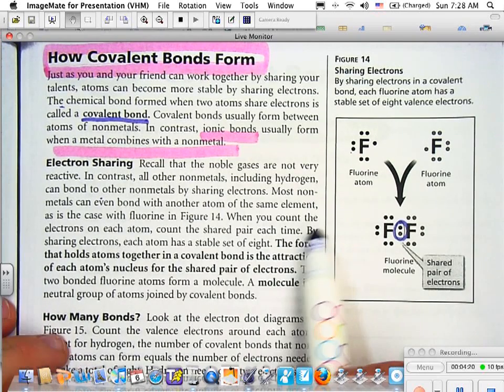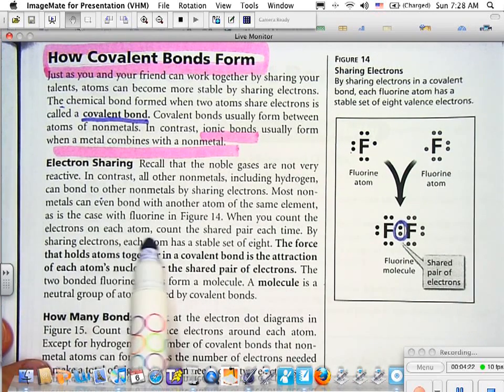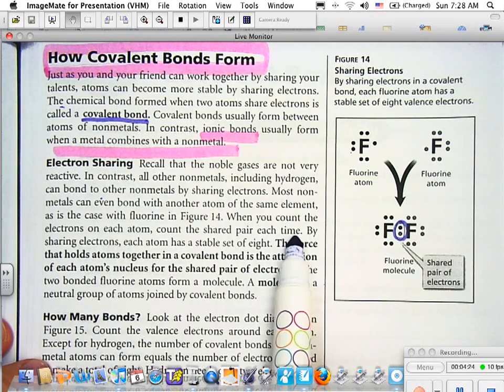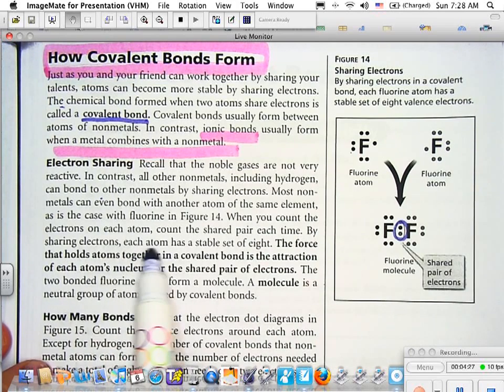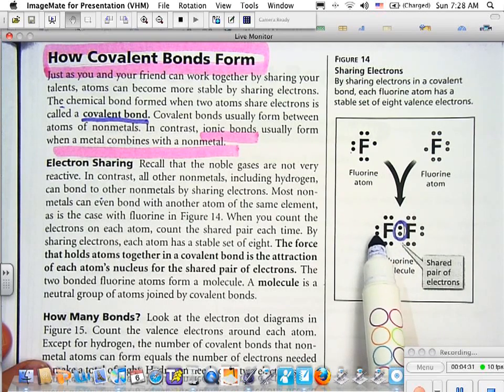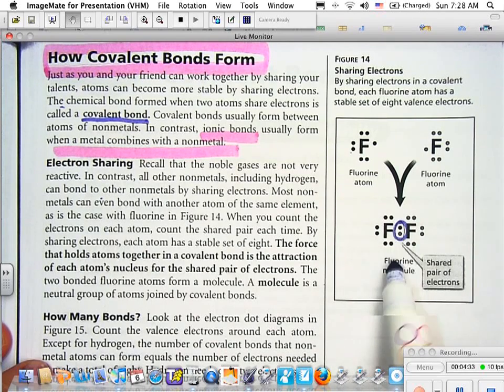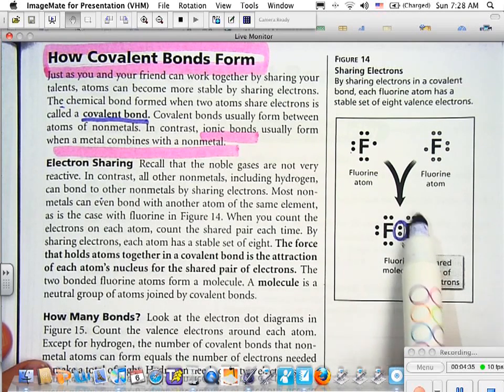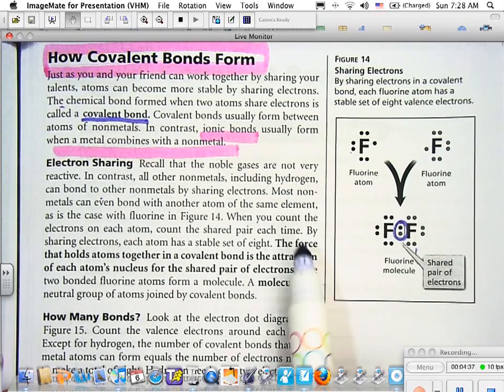Nice. When you count the electrons on each atom, count the shared pair each time. By sharing electrons, each atom has a stable set of 8. See, 1, 2, 3, 4, 5, 6, 7, 8. Again, 1, 2, 3, 4, 5, 6, 7, 8. Because they each have a stable 8.